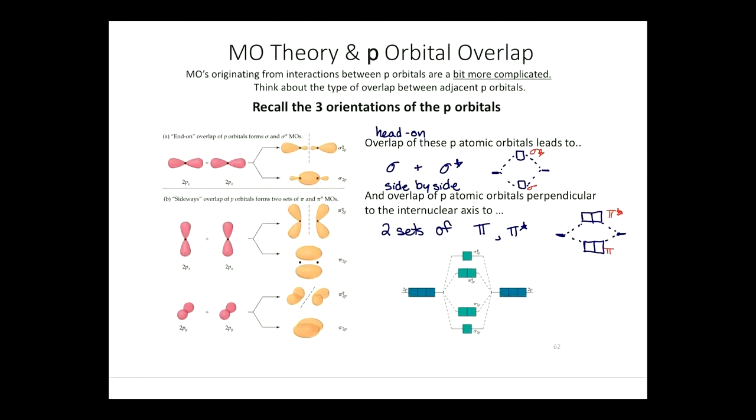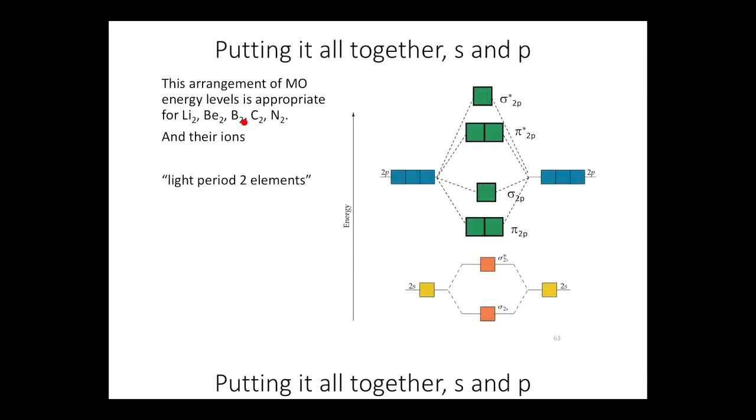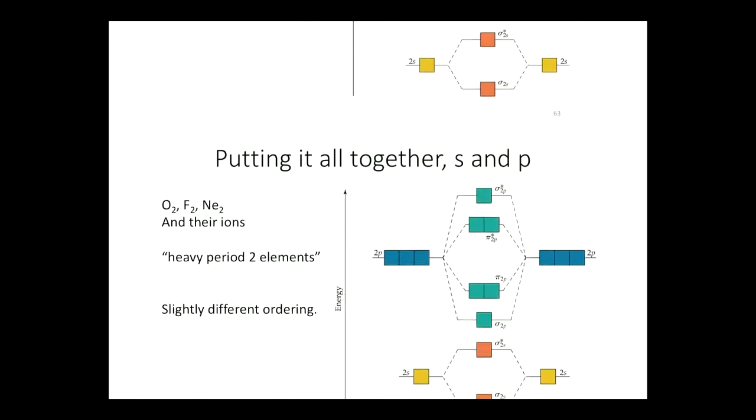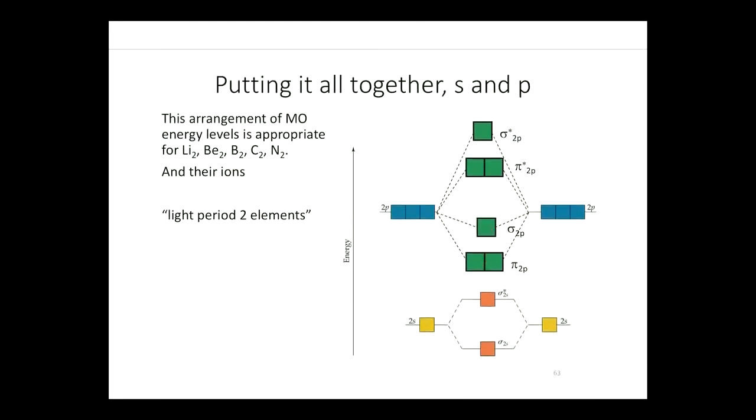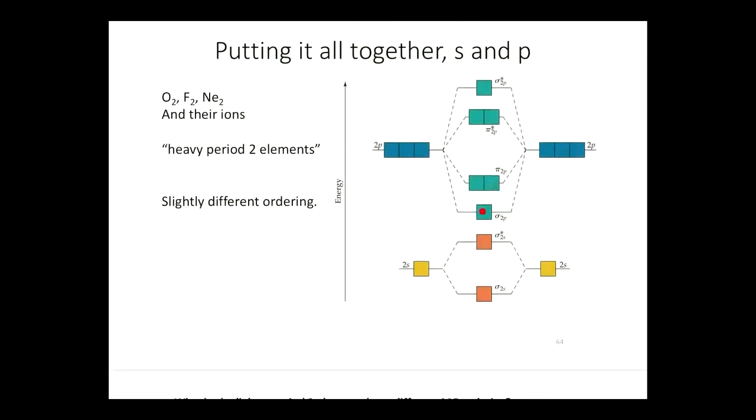But just to put a little wrinkle in everything, some of the elements, this is why there's 2 diagrams, the ordering is slightly different for what I call light period 2 elements. It goes pi, sigma, pi star, sigma star, and then the heavier period 2 elements go sigma, pi, pi star, sigma star. So basically the first 2 orbitals just swap places. But the great thing is you don't have to memorize it. You just have to know that when it's a set of 2, it's pi. When it's a set of 1, it starts at sigma. And so we'll do some examples on Monday going over this.